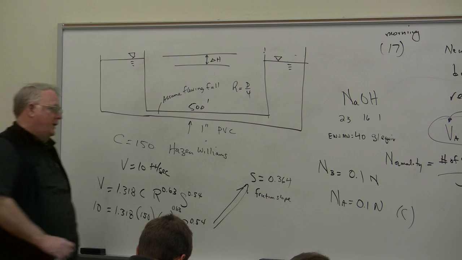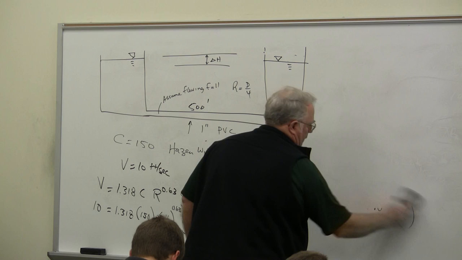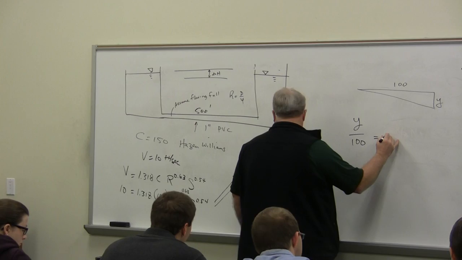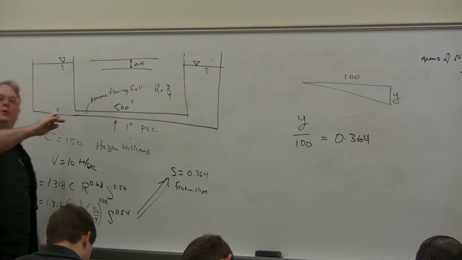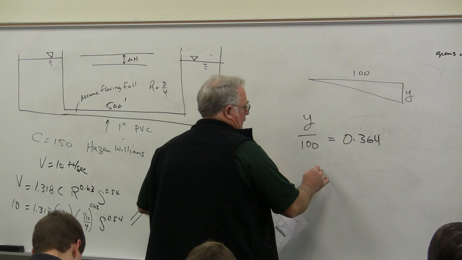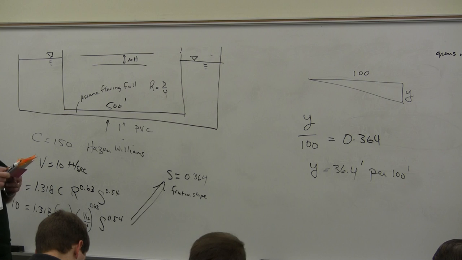Okay? So basically, what we're going to do here is we're going to say that y over 100 is equal to 0.364. Okay? For every 100 foot we go, what do we have to drop to match that slope? Okay? So that comes out to be 36.4, and that's feet per 100 feet. Is that one of your answers? No, it's not, okay? But that's per 100 feet.